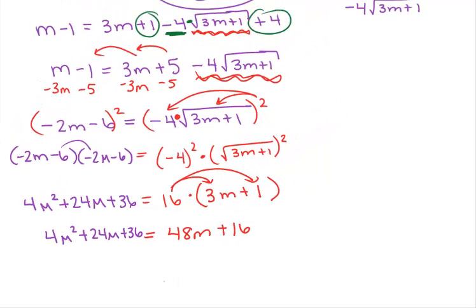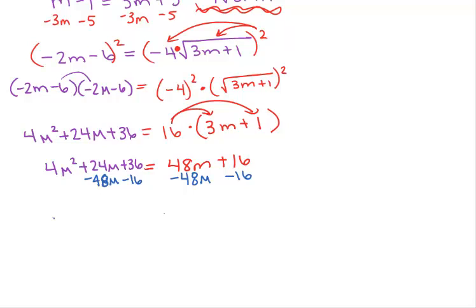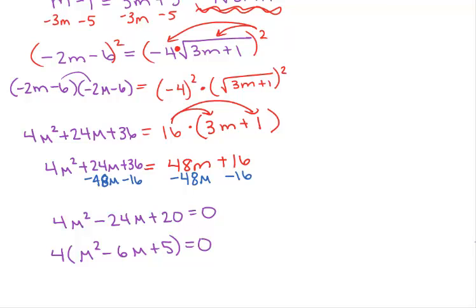Okay, I am finally down to a regular polynomial. This is a degree 2, or a quadratic, so we can solve it by setting it equal to 0. I am going to subtract 48m from both sides and subtract 16 from both sides. So that gives me 4m squared minus 24m plus 20 equal to 0. We're going to solve this one by factoring. The first thing we notice is we have a common factor of 4 throughout. So let me carry out that 4. It gives me m squared minus 6m plus 5. Of course, that's still equal to 0.